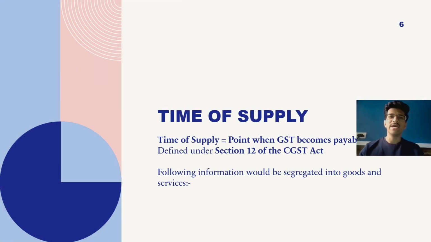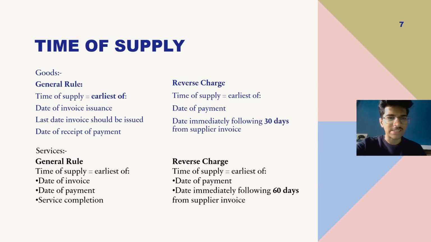Then we will discuss what is time of supply. To determine when the GST is payable, it is very essential for us to determine the time of supply. For goods, the general rule is it is the earliest of: first, date of issuance of invoice; second, last date of issue of invoice; third, date of receipt of payment. From these three, whichever is the earliest is the time of supply. In reverse charge, the time of supply is the earliest of the date of payment or the date immediately following 30 days from the supplier's invoice. Whichever is the earliest would be the time of supply.